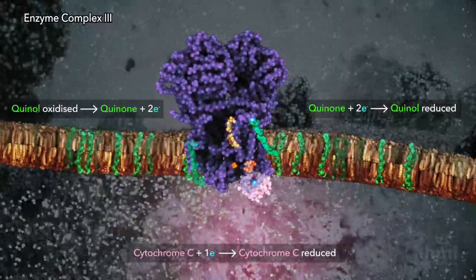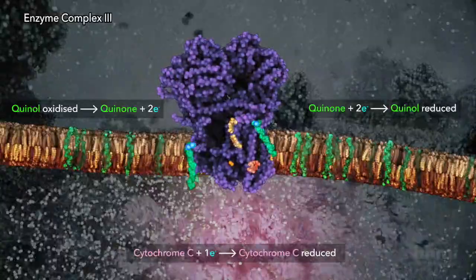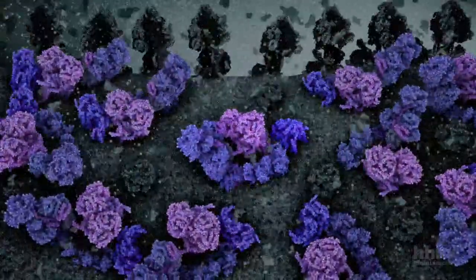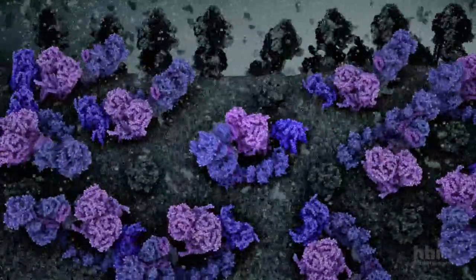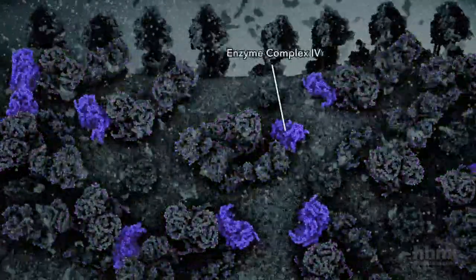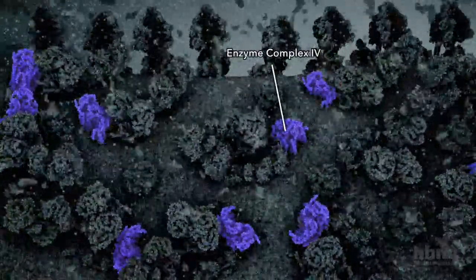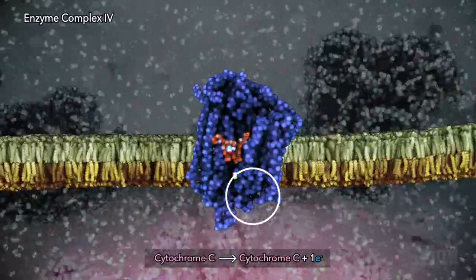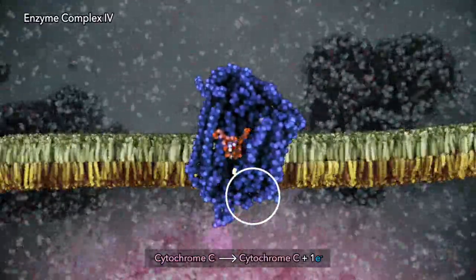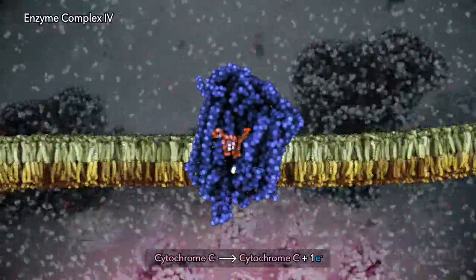Traveling within the intermembrane space, reduced cytochrome C carries the electron to the final step in the electron transport chain. The destination for electron transport is a molecule of oxygen held inside enzyme complex 4. Reduced cytochrome C delivers electrons that transfer to the reaction center of enzyme complex 4.